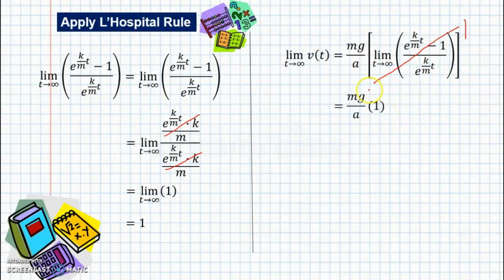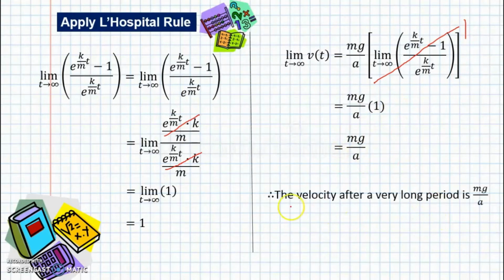mg over A times 1, we will get mg over A. Hence, the velocity after a very long period is mg over A.